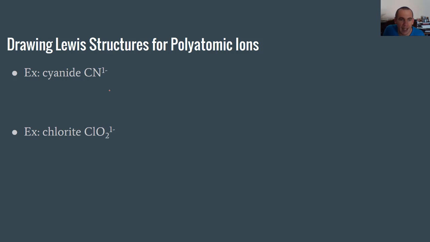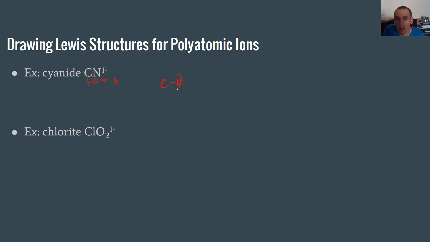Then we have cyanide, CN 1-. Now carbon has 4 valence electrons, nitrogen has 5 valence electrons, and a 1- means we have 1 extra electron. So that's 10 valence electrons. So we can start with carbon and nitrogen and our single bond. And then we generally place our electrons around the more electronegative atom. And that's all of them. We need 10 for this total. We have 2, 4, 6, 8, 10.